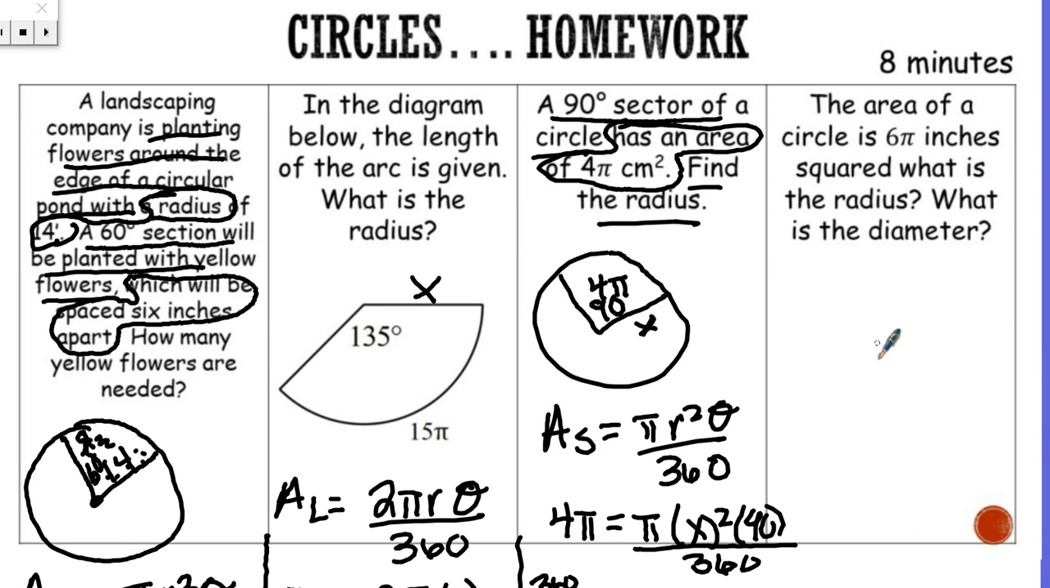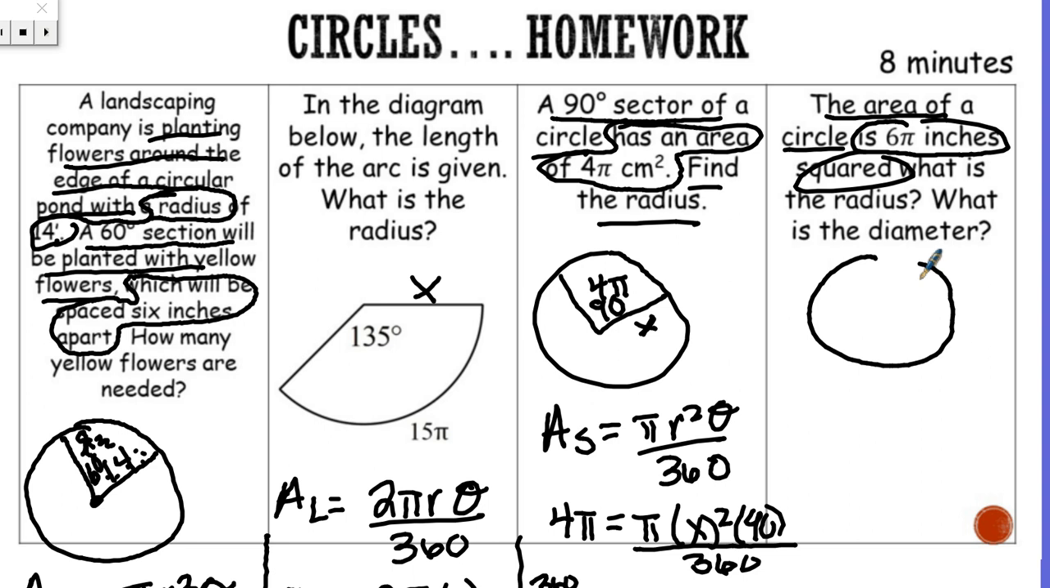It says the area of a circle is 6 pi inches squared. What is the radius and what is the diameter? So we have 2 questions here. So let's go ahead and get this. So a circle, and the area of this circle, oh, it's just saying it's 6 pi, and it wants me to find the radius, and then when I find the radius, it wants me to find the diameter.